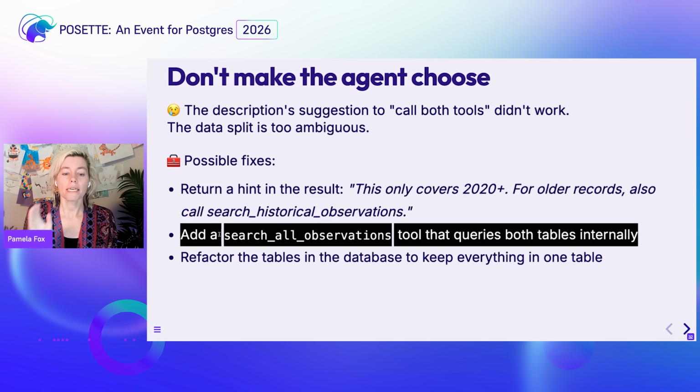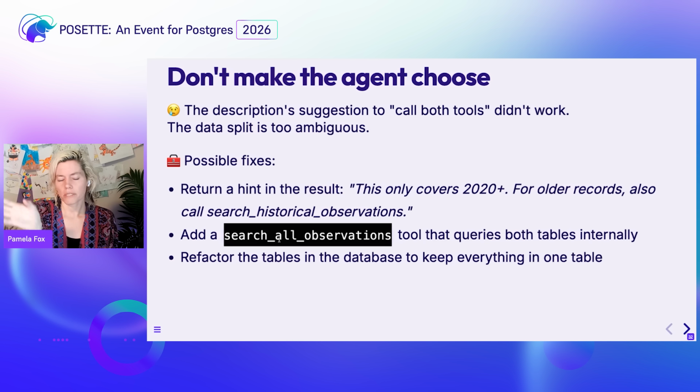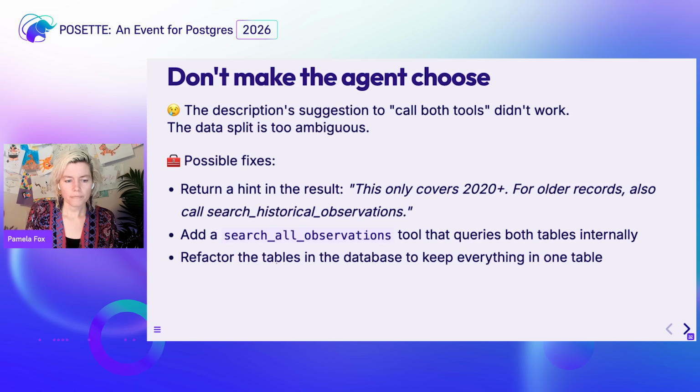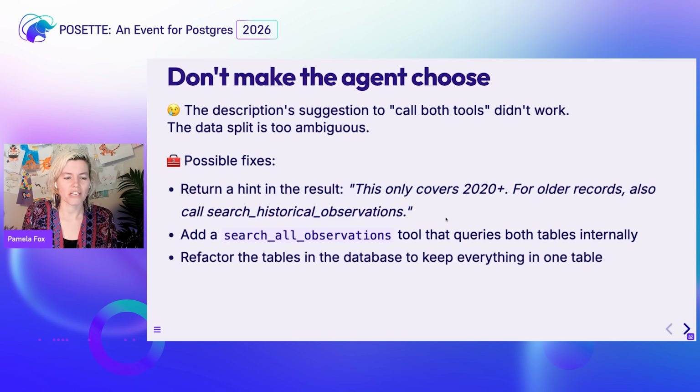The other thing that would be nicer, that would be more agent friendly, is to add an additional tool, or actually replace those tools and instead define a search all observation tools, and that tool is just going to query both tables internally, right? So we shouldn't expose the data split to the agent. We should just take care of that behind the scenes. And then, of course, you could just refactor the tables in your database to keep everything in one table, and that might make things easier for lots of people, not just your agents.